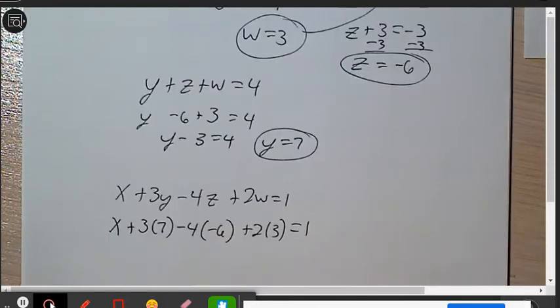And then just work this problem out from here. So that's x plus 21 plus 24 plus 6 equals 1. So that's 30 plus 20, that's 51. Subtract the 51 from both sides.